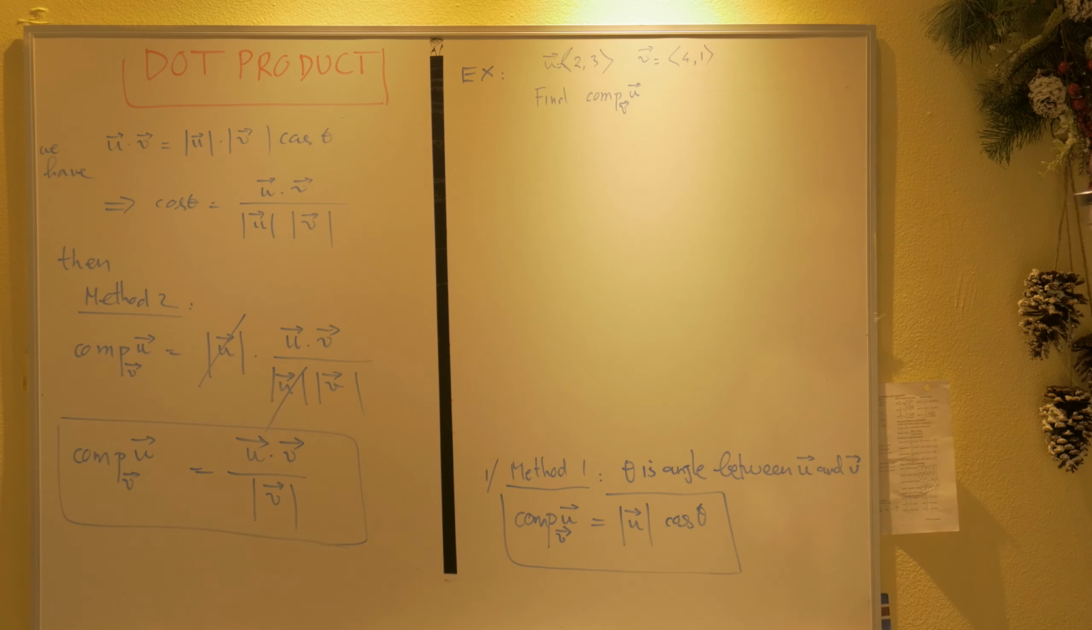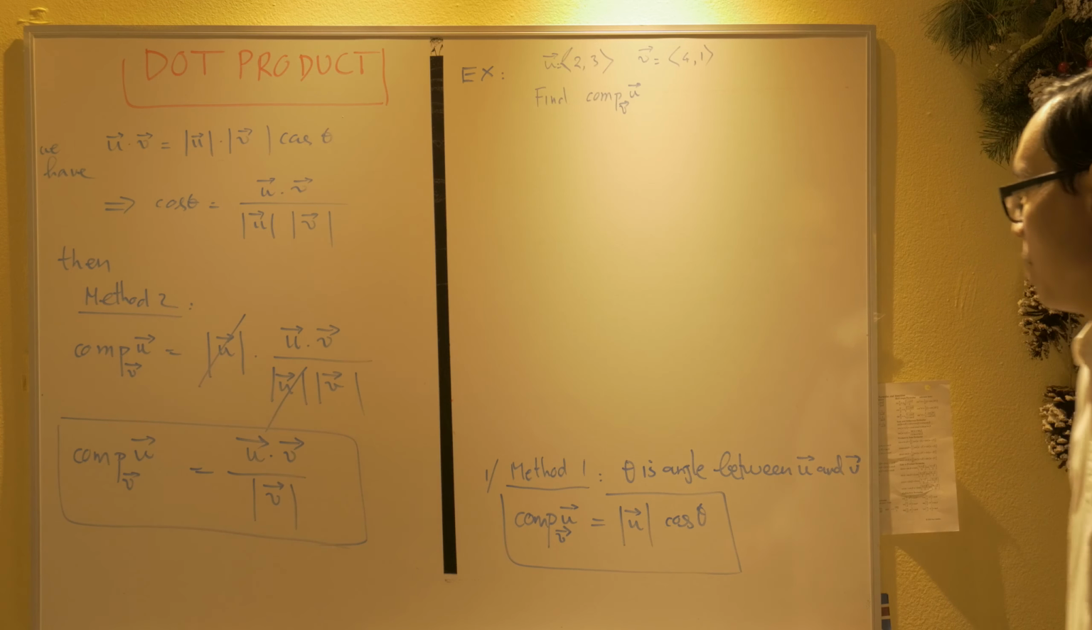Alright, let's see which one we can do. We can use the first method or the second method. The first one will give us the angle between u and v, so I think I'm going to use the second method. That's easier. Solution. In order to use the second method, we need to find the dot product. We can find it easily using the first definition, with the coordinates. So 2 times 4 plus 3 times 1, 8 plus 3, 11.